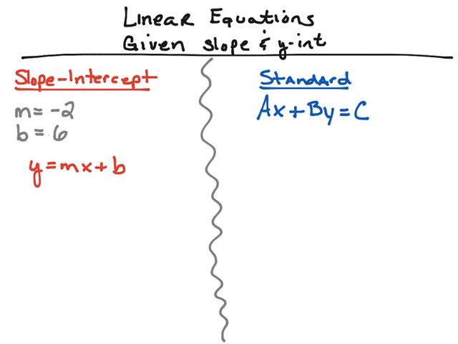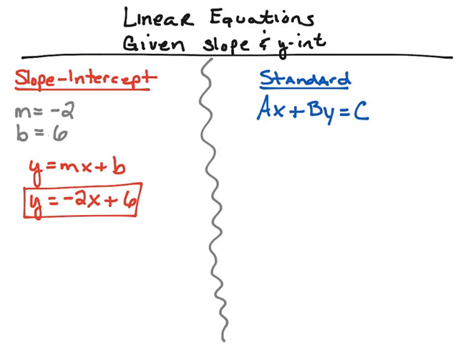Next example, we have a slope of negative 2 and a y-intercept of 6. So we're going to repeat the process. We're going to start with the slope-intercept form. Slope-intercept form again is y equals mx plus b. They've given me both the slope and the y-intercept. So all I'm doing is replacing the letters m and b with the two numbers that were given. They told me that the slope was negative 2, so I'm going to replace m with a negative 2. They also told me that the y-intercept was a positive 6, so I'm going to replace b with a positive 6. I now have my slope-intercept form.